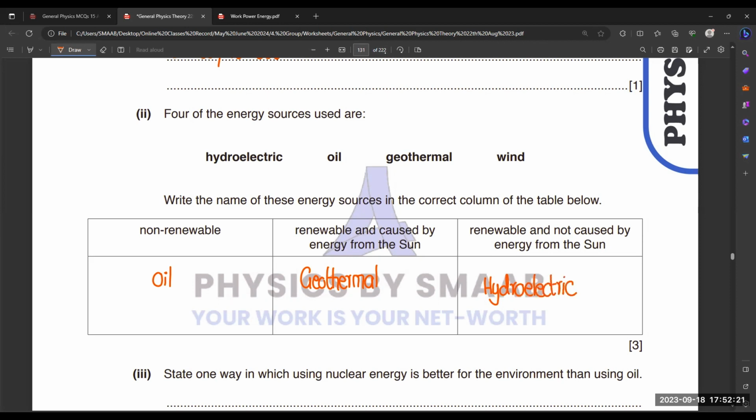What about the wind? First column, second or third? Third column. Because we are taking the wind, we need to consider the motion of the wind, right? When the air molecules start to move from one point to another, what do you think, is it caused by the sun or not? Because the sun is actually providing the thermal energy.